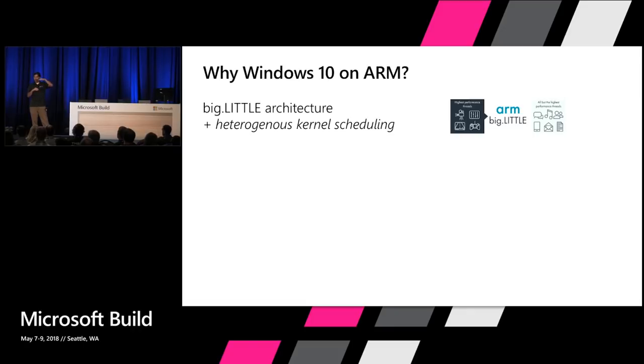So the big core runs faster, takes more power. The little core runs slower, takes less power. And both of these cores are interconnected, right?